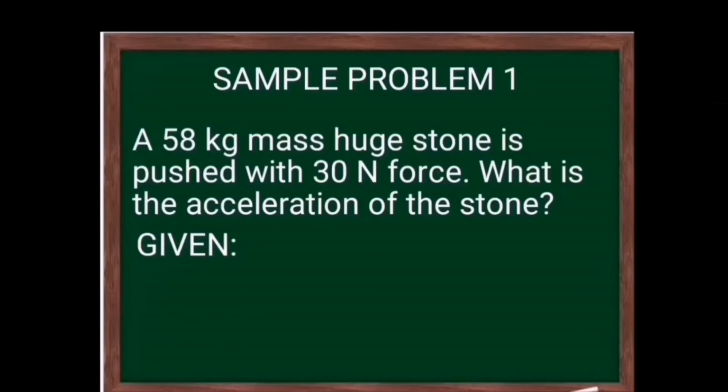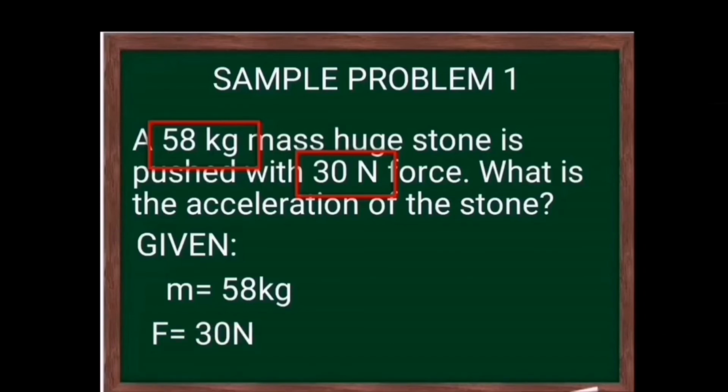There are two ways to identify the given. First is to analyze the problem. Second is to check the unit of the given number. For example, the given is 58 kilogram. If we analyze the problem, it says there a 58 kilogram mass. So we already know that the 58 kilogram is the given mass. The next given is 30 Newton. Since Newton is the unit for force, we now know that 30 Newton is the given force. Since we already have the given mass and the given force, we are required to solve for the acceleration.